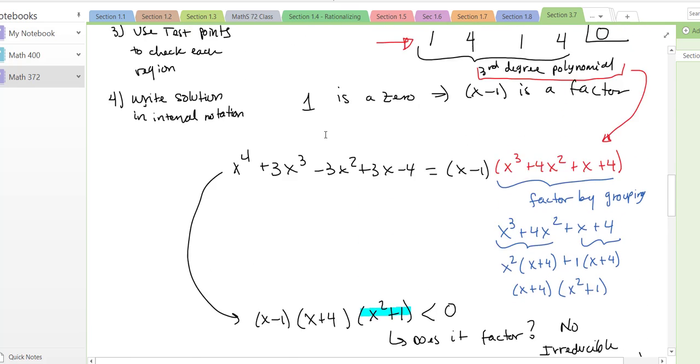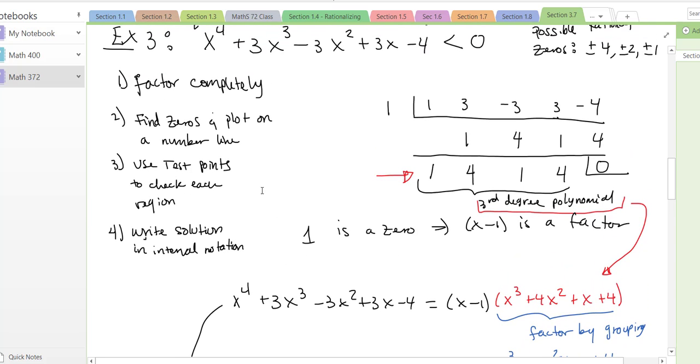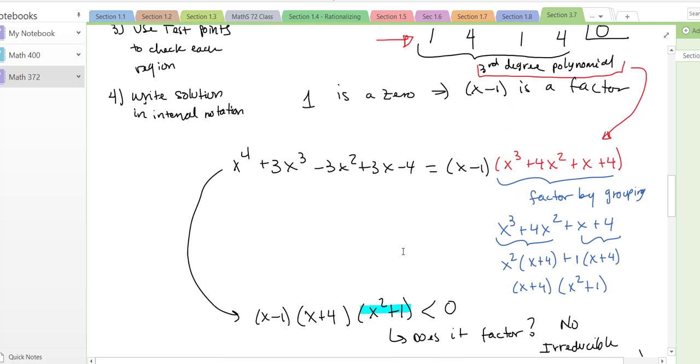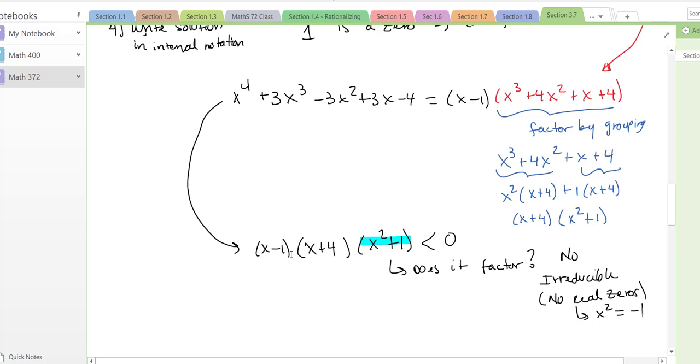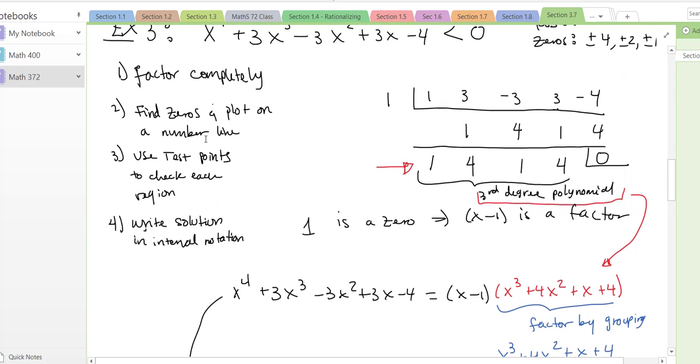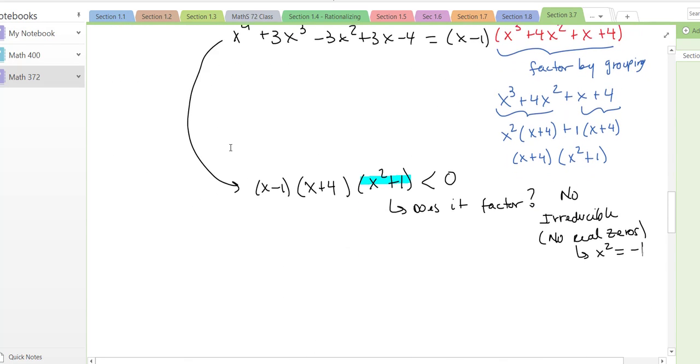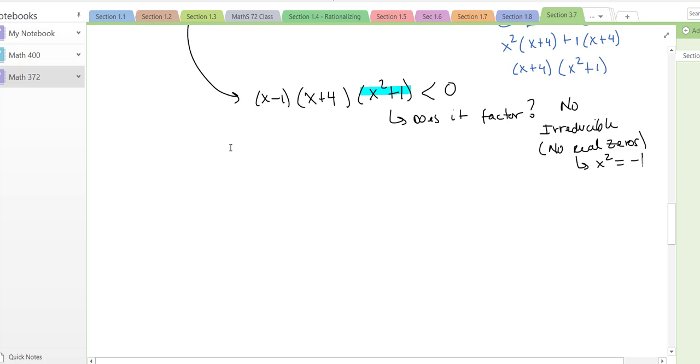Let's go back to our steps. So we want to make sure it's completely factored. Yes, we have our two factors and an irreducible, meaning it does not factor anymore. And so now let's use test points to check each region. So we want to find our zeros and plot them on a number line, and then use test points to check each region. So our zeros are 1 and negative 4.